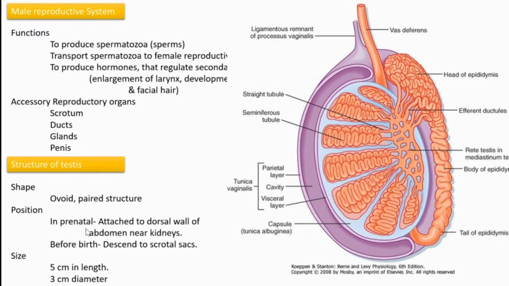Position in prenatal life. Prenatal means before birth. This testis is usually attached in the wall of the abdomen near the kidney. Just before birth, it descends down to the scrotal sacs. That means just before the time of the baby's birth, the testis descends to a position conveniently in the scrotal sac. What about its size? 5 centimeter in length and 3 centimeter in diameter.